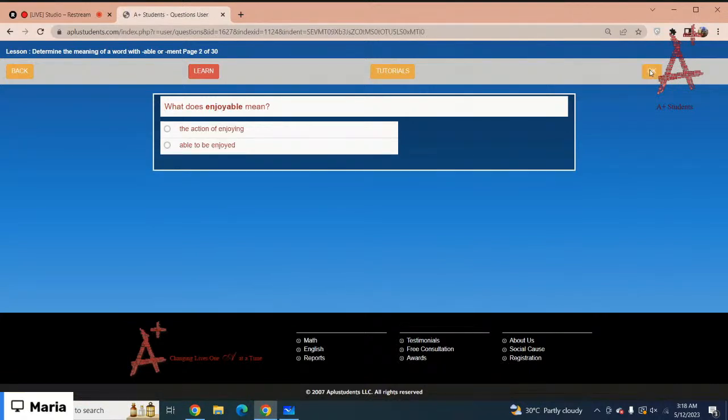What does enjoyable mean? The action of enjoying or able to be enjoyed. So, which is the correct option? Enjoyable, it would be able to be enjoyed. Got it? The correct option is the second one, able to be enjoyed.